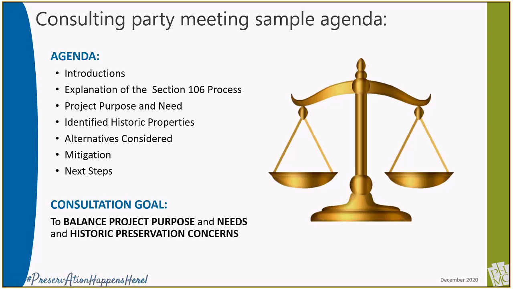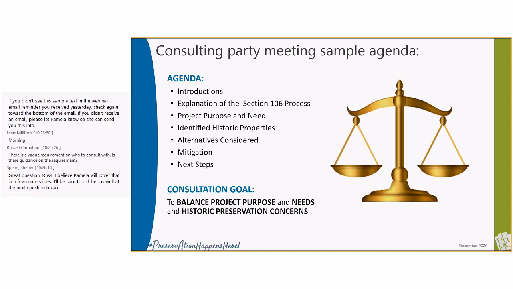State the project need and purpose. Identify the historic properties that will be affected by the project. Discuss and evaluate project alternatives and options and ways to avoid, minimize, lessen, or mitigate the adverse effect on historic properties. If the adverse effect is unavoidable, explore possible mitigation measures. Discuss next steps, which include the development of a draft mitigation agreement if needed for resolution of an adverse effect, and assign responsibilities for follow-up, and arrange additional meetings or correspondence.